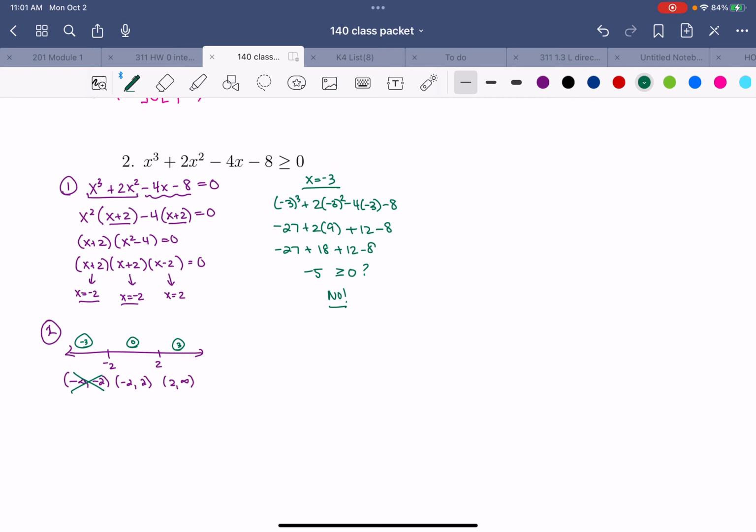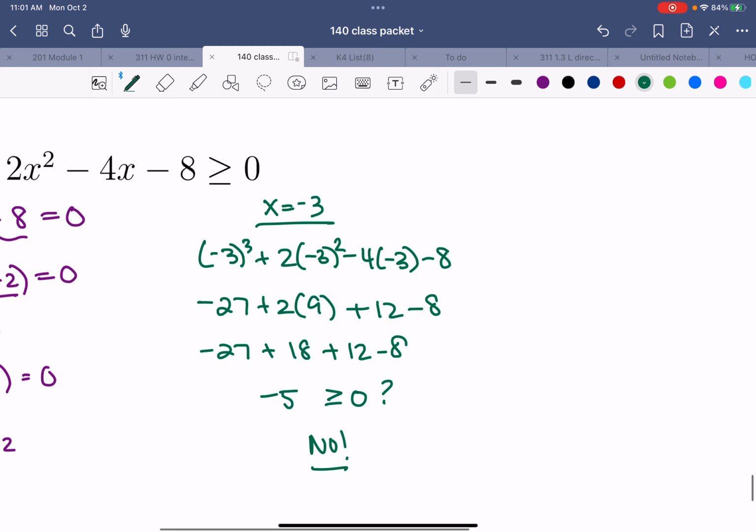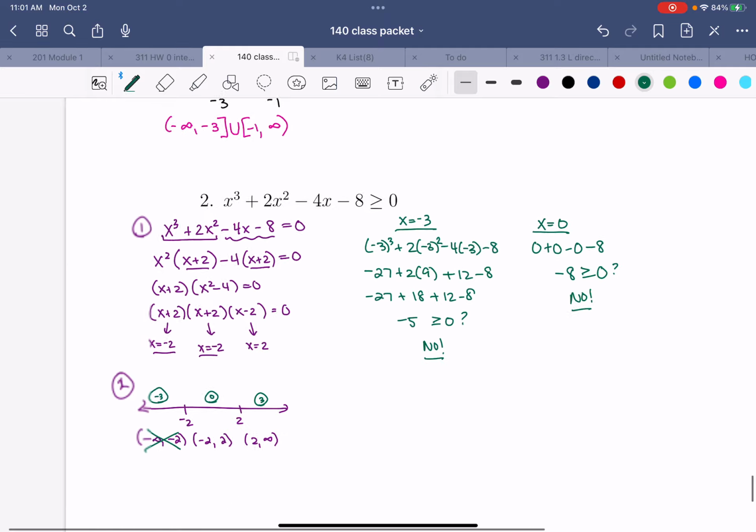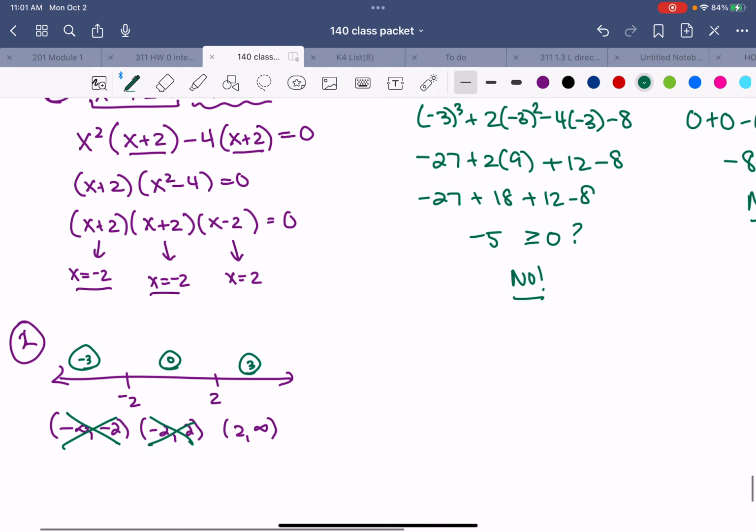That's a no. And then we're going to test 0. Again, I like 0 because anything with x is 0, so this is 0 plus 0 minus 0 minus 8. So I get -8. Is that greater than or equal to 0? And the answer here is no as well. So that middle interval, also a no-go.